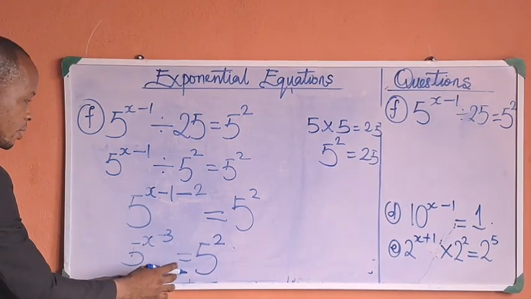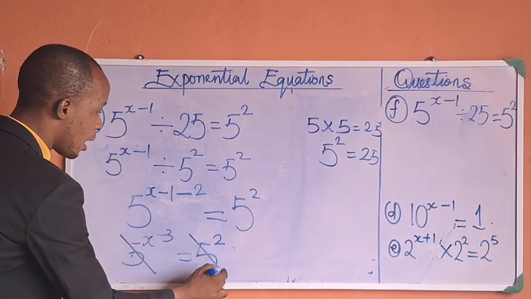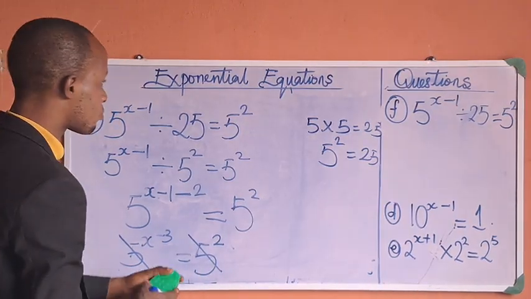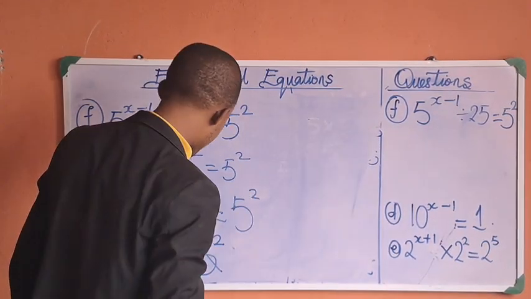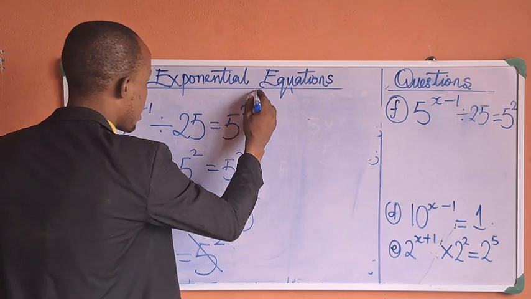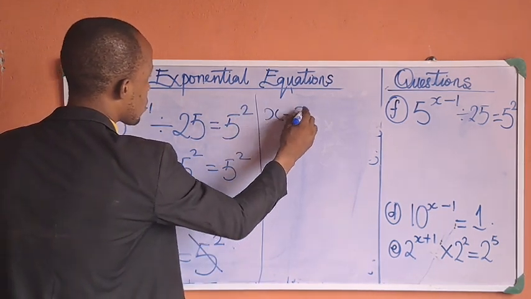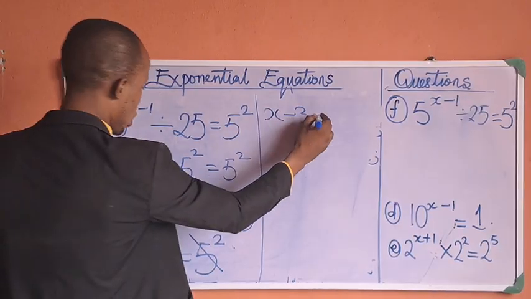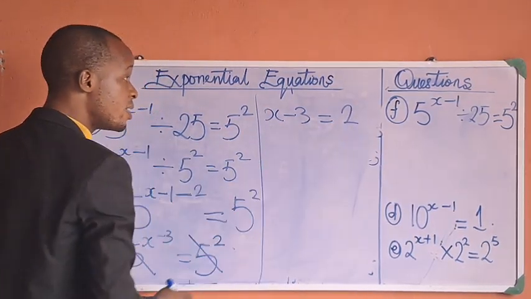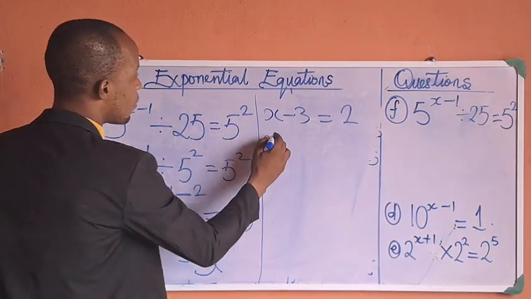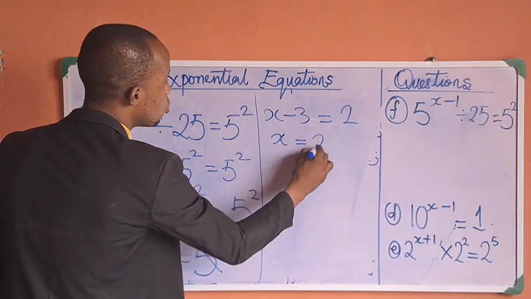So from this step, I can cancel out my bases. And then the next step will be to write out my powers as the equation x minus 3 equals to 2, as we did in the previous questions. So I have x minus 3 equals to 2 written here.